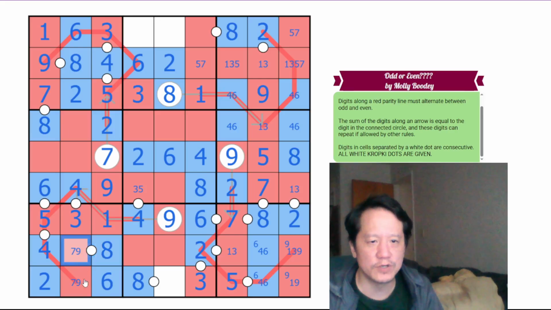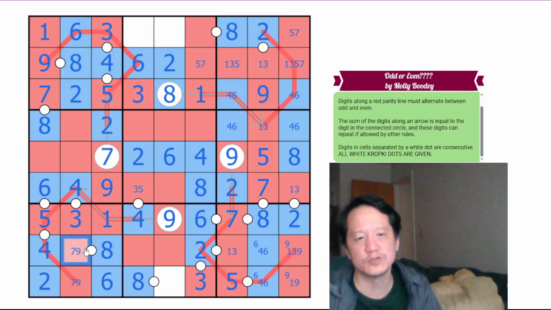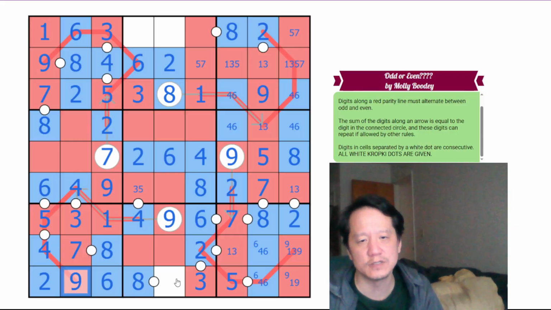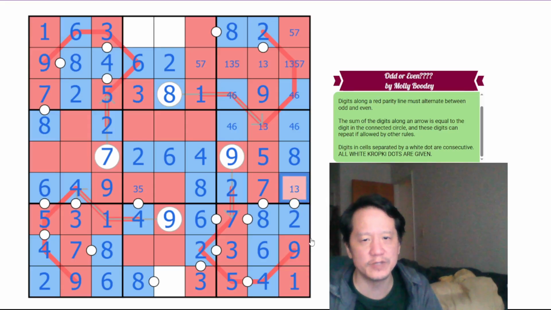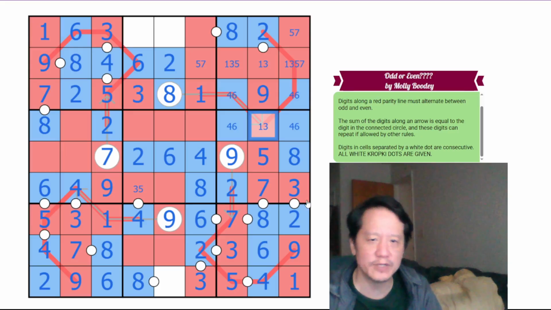If this were 9, that would guarantee this is 7, but that would guarantee that these are consecutive, and there's no white dot between them, so this must be 8 and 7, which makes this 9. So that 9 eliminates 9 here, so it's 1. 6 eliminates 6 here, so it's 4, which makes this 6. 1 eliminates 1 here, so it's 3. This can't be 1 or 3, it's 9. 1 eliminates 1 here, so it's 3, which eliminates 3 here, so it's 1.